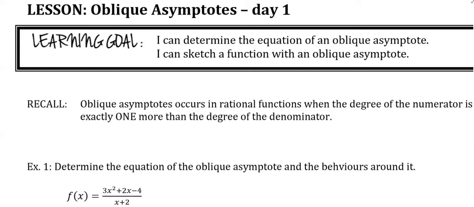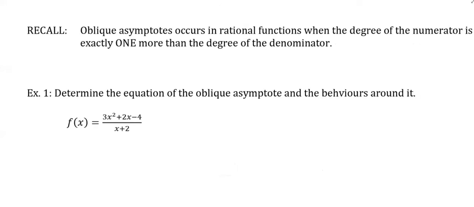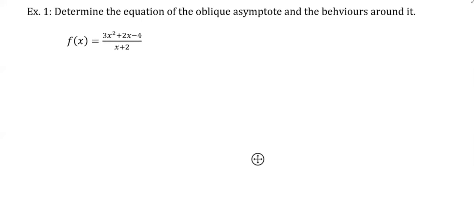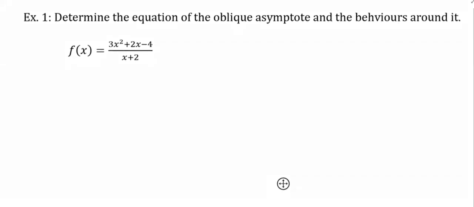And you know what happens if they're equal? If the degrees are equal, you have a horizontal asymptote and it's not 0. And if the top has a lower degree, then you have a horizontal asymptote that is 0. But oblique asymptotes occur when the degree of the numerator is exactly 1 more than the degree of the denominator. So let's start with this question here. Determine the equation of the oblique asymptote and the behaviors around it.